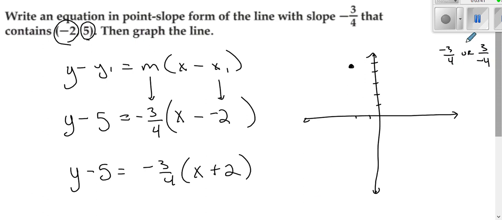Those are the same. So if I have a rise of negative 3, it means I'm going to go down 3 from this point. So 1, 2, 3, and then I'm going to do a run of 4. 1, 2, 3, 4 gives me a second point, and with 2 points I can graph the line. If I would have used this one, up 3, back 4, notice I would have gotten the same thing. 1, 2, 3, 1, 2, 3, 4. Okay, so it doesn't matter which way you go with the slope. If it's a negative, it's going to be sloping down this direction.